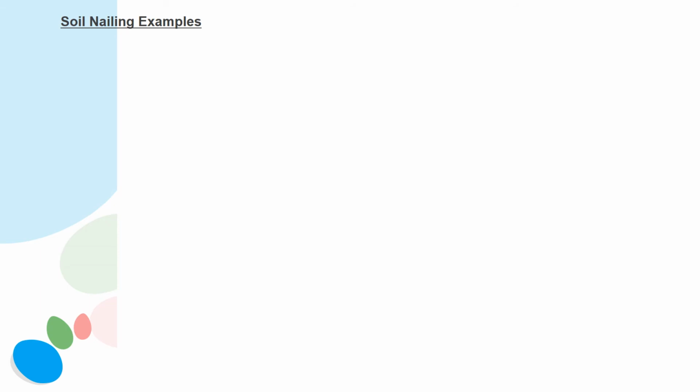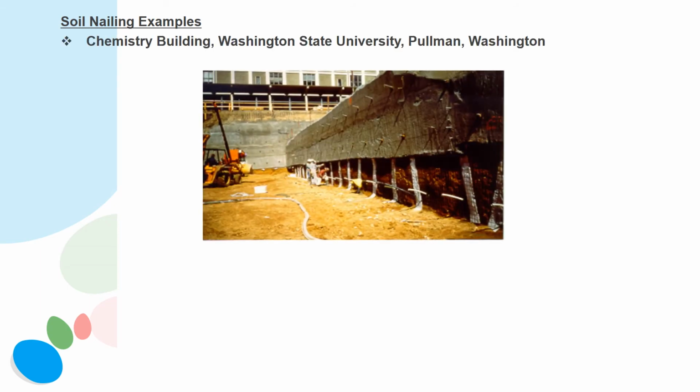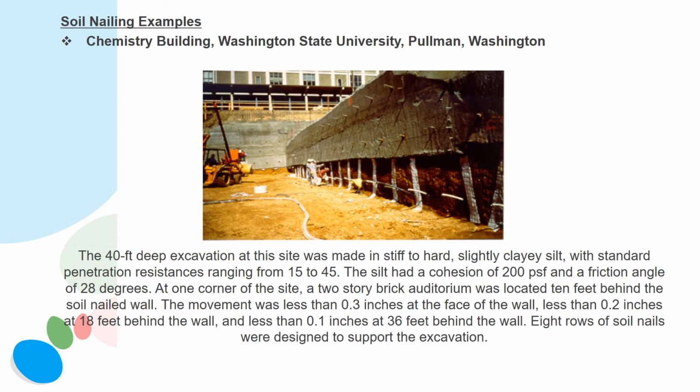Another example on soil nailing: Chemistry Building, Washington State University, Pullman, Washington. The 40 feet deep excavation at this site was made in stiff to hard, slightly clayey silt, with standard penetration resistances ranging from 15 to 45. The silt had a cohesion of 200 psf and a friction angle of 28 degrees.